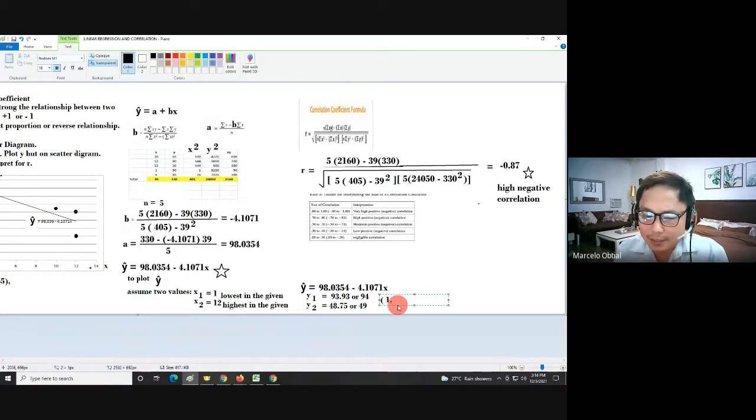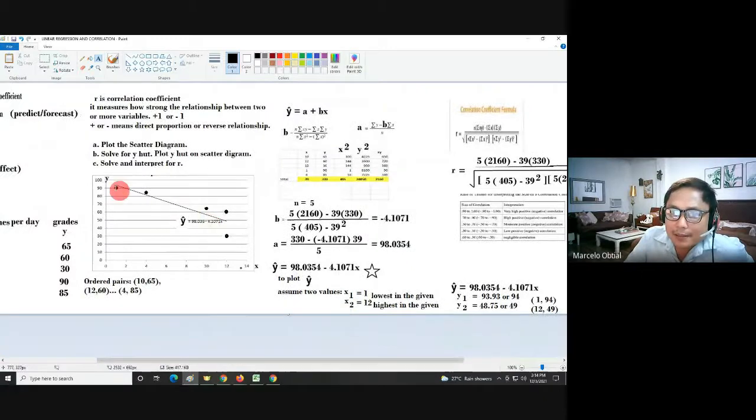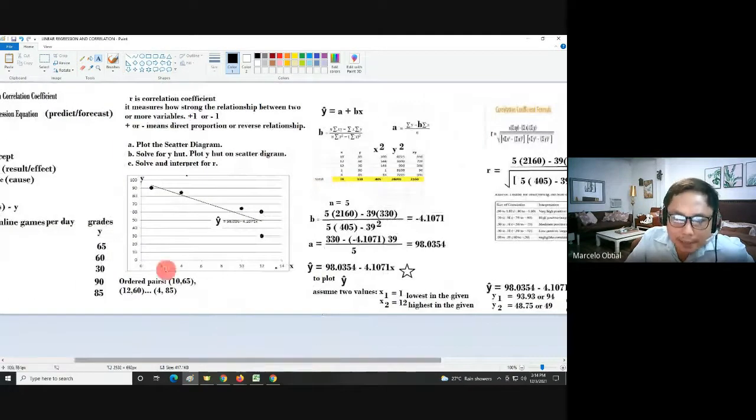Okay, 1 at saka 94. That's your first ordered pair. And 12 and 49. Okay? So, ipa-plot natin itong 1 at saka 94 at saka 12 at saka 49. No? Remember, wala pa itong line niya ito. So, plot natin. 1 at saka 94. 1 nasa gitna nito. 94.